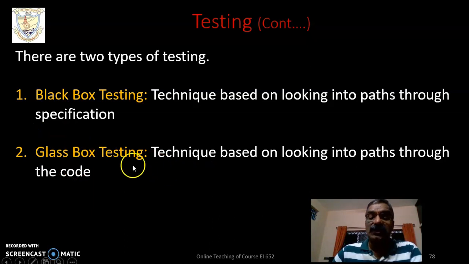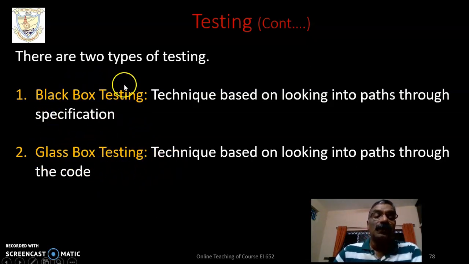Glass box testing is one where the sequences, the execution of a program will be through the code. That means the program is edited using an interpreter or a compiler. Then it will be executed. The whole program is run. Then we will try to check where the bugs are present. Okay, this is called glass box testing.